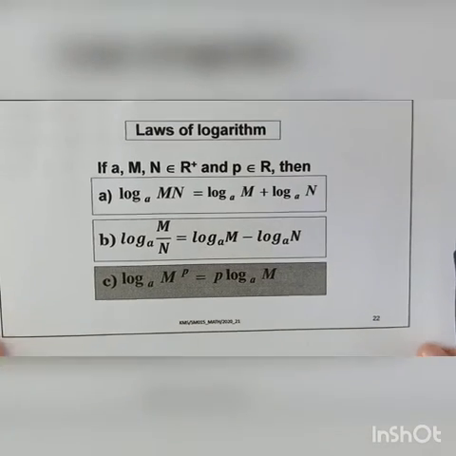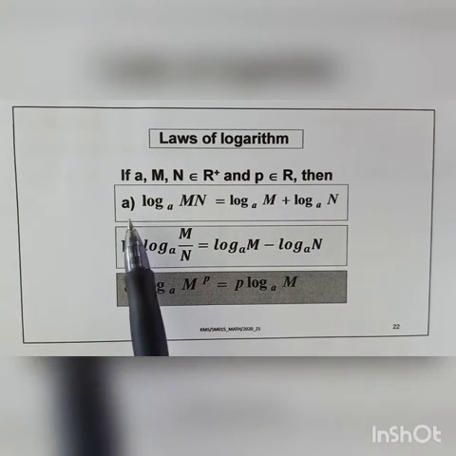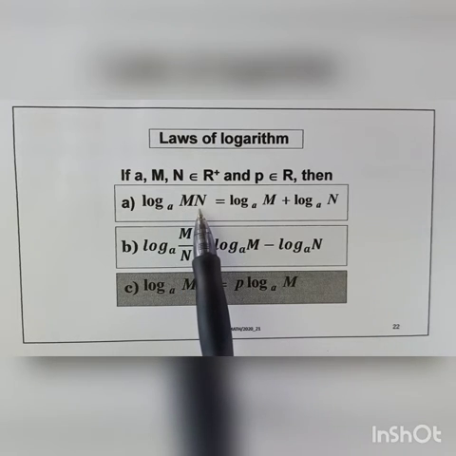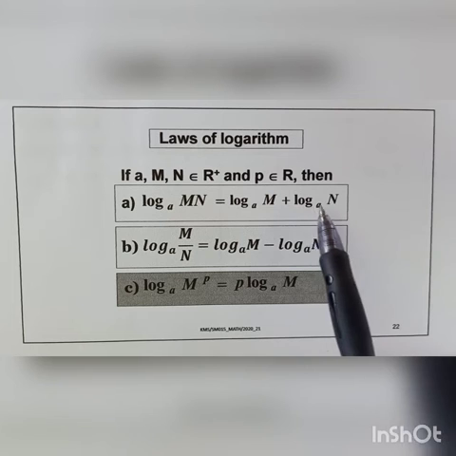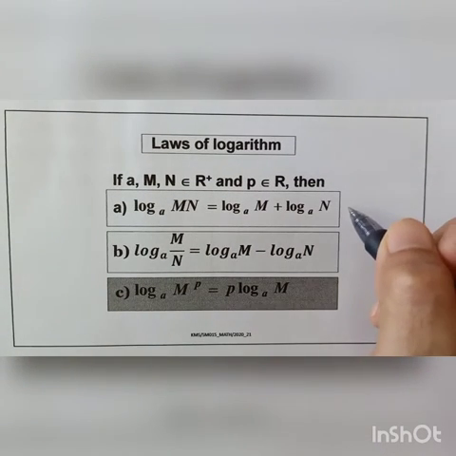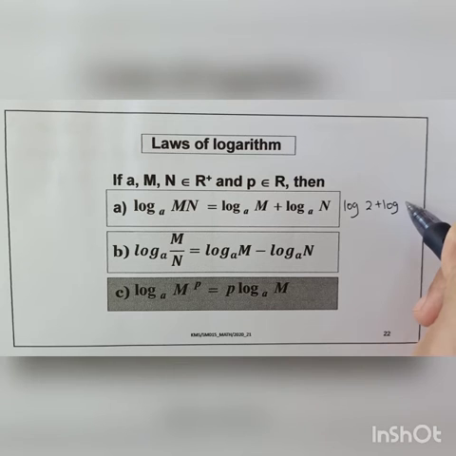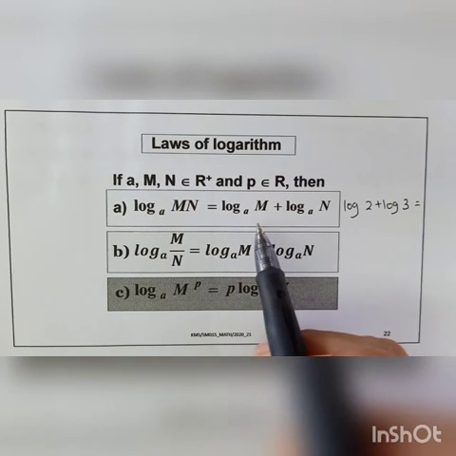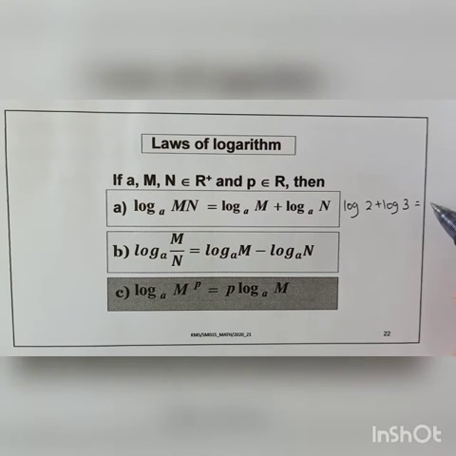Okay, here we have 3 laws of logarithm. For the first law, log of M times N base a equals log M base a plus log N base a. For example, log 2 plus log 3 equals, using this law, log of M times N. So 2 times 3 is 6.